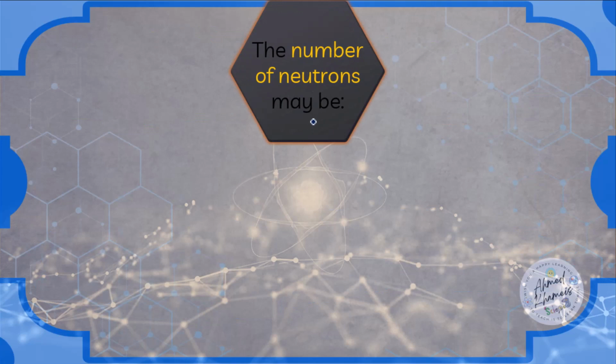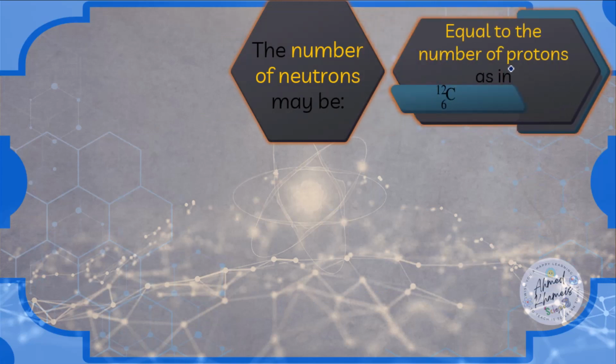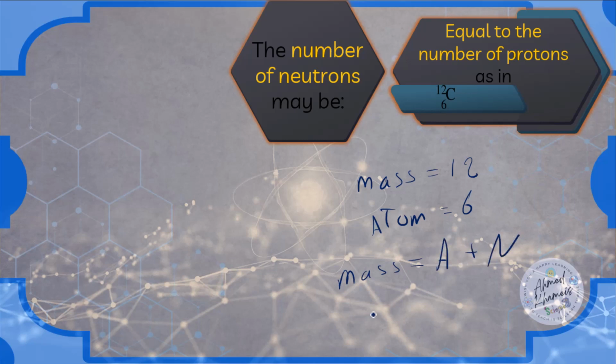The number of neutrons may be equal to the number of protons, as in carbon, because carbon mass number equals 12. Atomic number of carbon equals 6. So the mass number equals atomic number plus the number of neutrons. So 12 will equal 6 plus 6 neutrons.